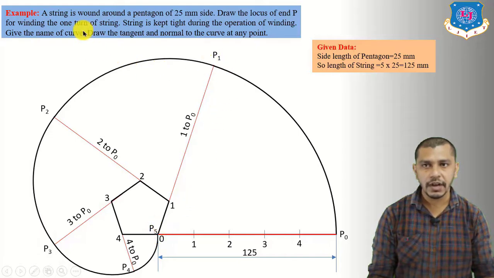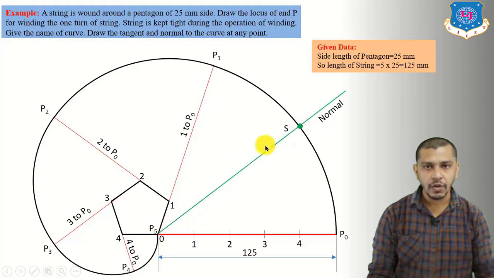Now here it is also given that draw the tangent and the normal to the curve at any point. So first of all, mark that point on the curve. Let us say that point S. Now join this point S to 0, because right now the center of this arc, the arc between P0 to P1, is at 0. So if we connect S to 0, we will get the normal, and a line perpendicular to the normal and passing through point S will be the tangent to the curve.